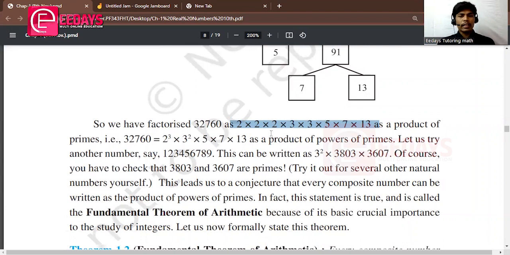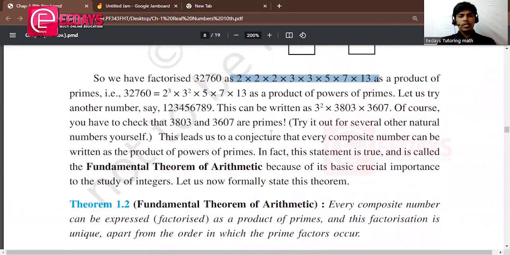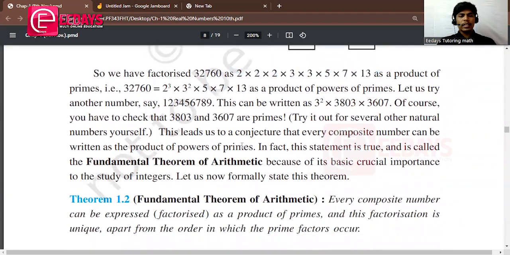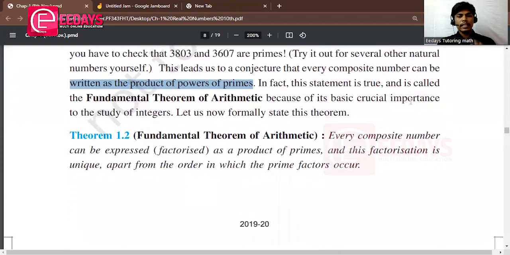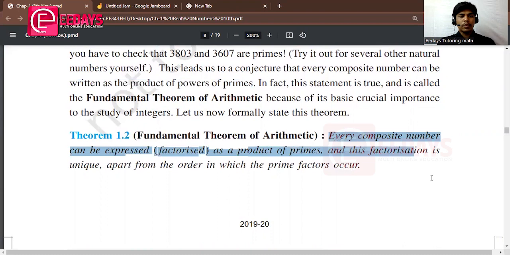So if you don't know the factors, you just apply the prime factorization method. Okay. This method, where we write a number as a product of primes, we call the fundamental theorem of arithmetic. So let's understand the fundamental theorem of arithmetic. Here, every composite number, this statement is important. Every composite number can be expressed as a product of primes, and the factorization is unique.